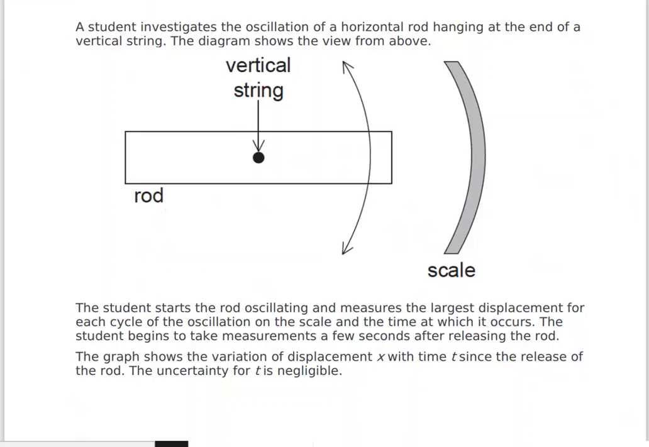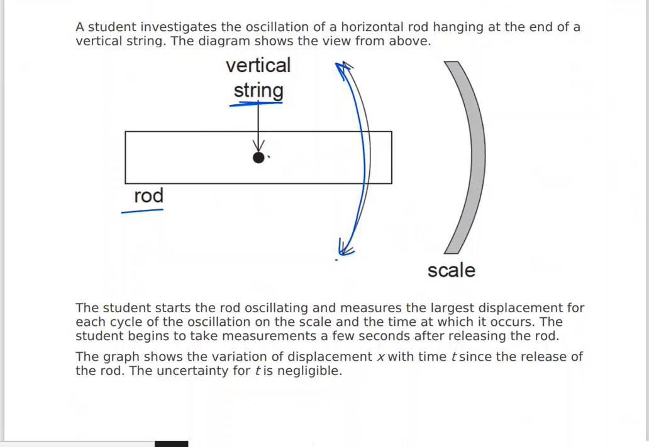So here we have a horizontal rod that's hanged with a string. Here we have a vertical string and the rod is hanged at the end of it. The diagram shows the view from above. So if we look from above, the rod will oscillate back and forth.